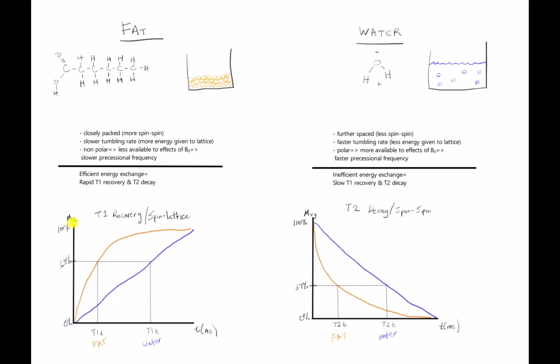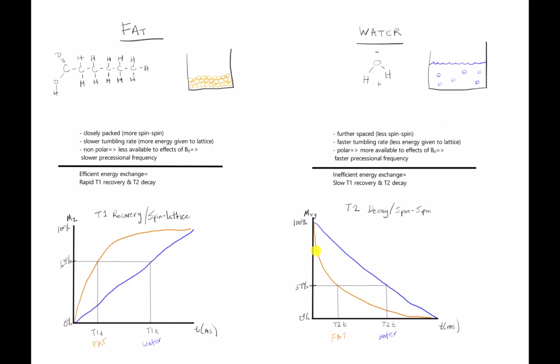So here you have the two diagrams showing T1 recovery, also called spin-lattice, and T2 decay, which is also called spin-spin. As a reminder, for the T1 recovery curve, the y-axis is labeled longitudinal magnetization, and the x-axis is labeled time in milliseconds. And you can see that fat, as it gives off energy to the lattice, will recover faster than water. And you can see at 63%, when the tissues are considered fully recovered, you have the T1 time of fat occurring quicker than water.